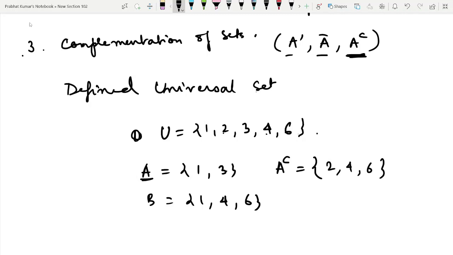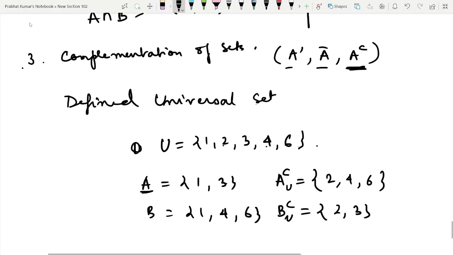And B complement will be all those elements in the universal set except 1, 4 and 6. That will be 2 and 3. So these are complementations. Sometimes some authors write a U here, to emphasize the fact that this complementation is taken over the set U. So that you must know in complementation. Basically this is how you complement a set.